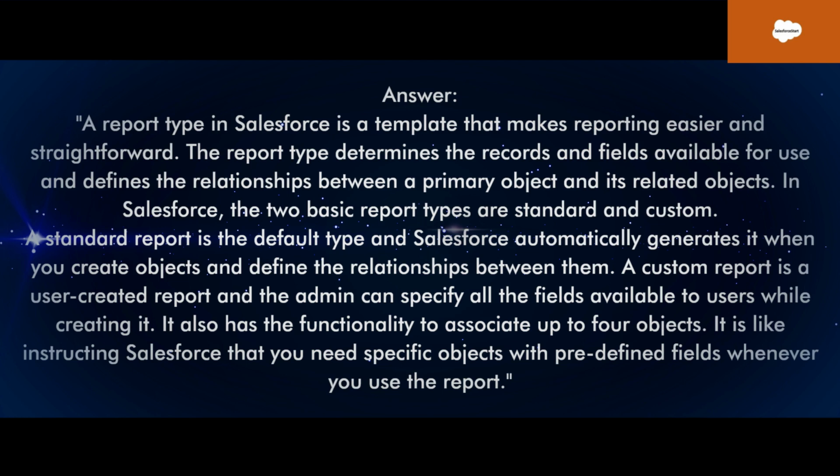A standard report is the default type and Salesforce automatically generates it when you create objects and define the relationships between them. A custom report is a user-created report and the admin can specify all the fields available to users while creating it. It also has the functionality to associate up to 4 objects. It is like instructing Salesforce that you need specific objects with predefined fields whenever you use the report.